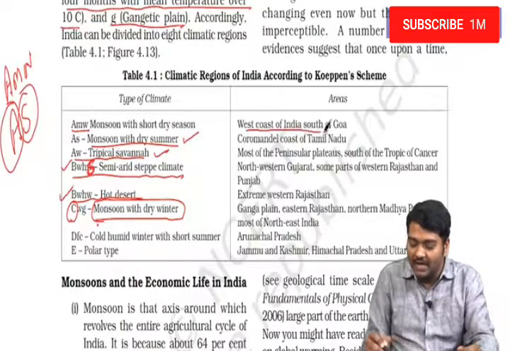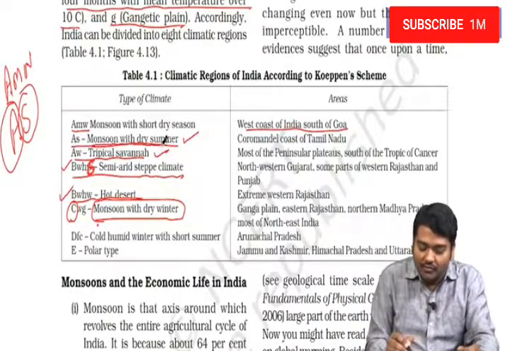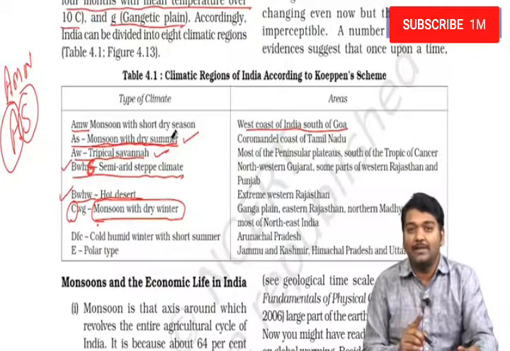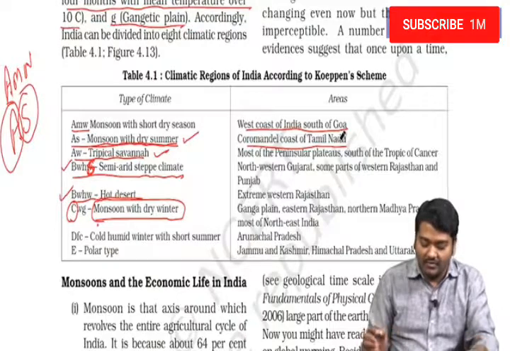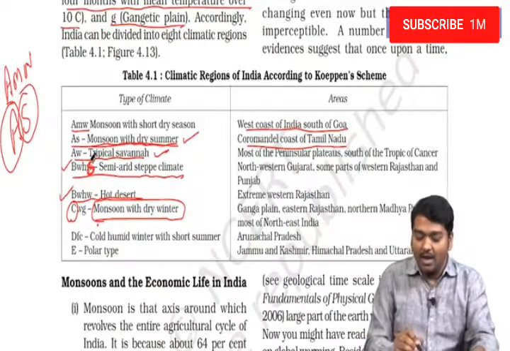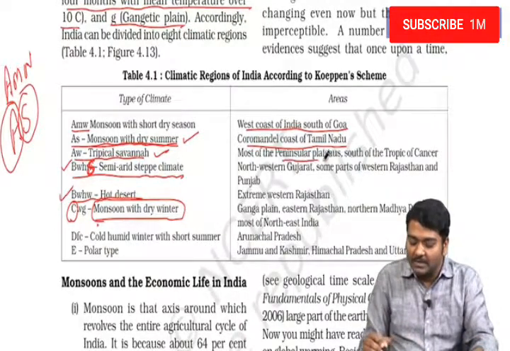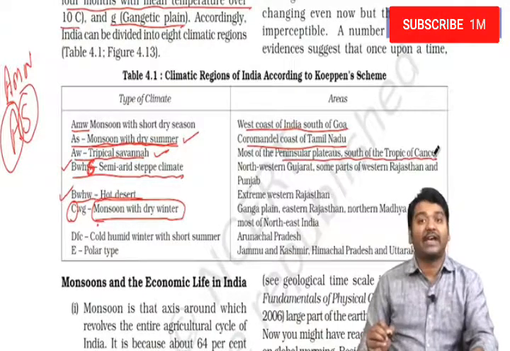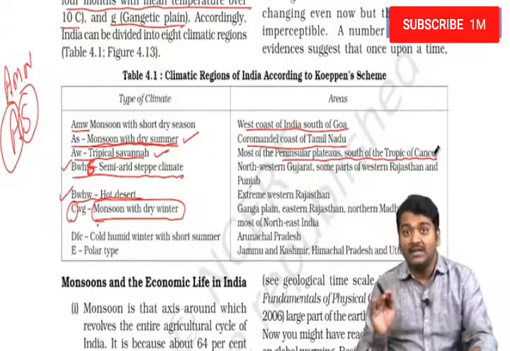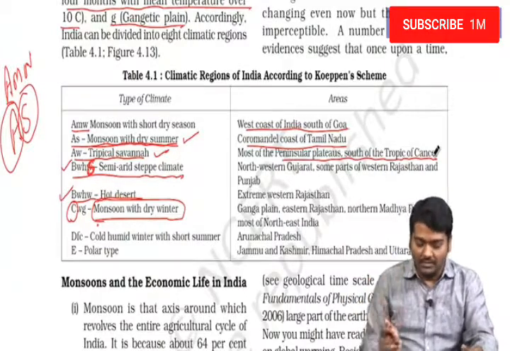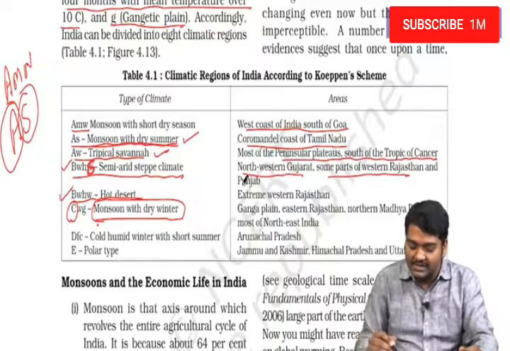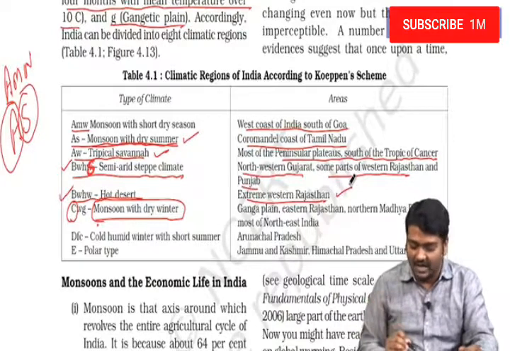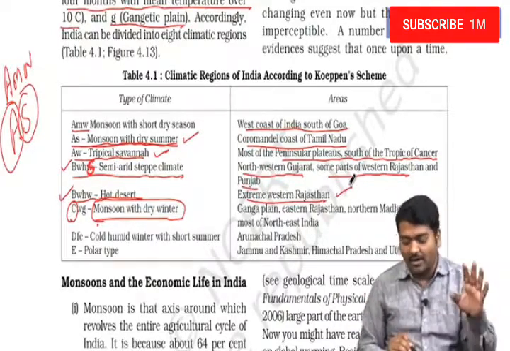AMW, west coast of India, south of Goa. Monsoon with dry summer. Usually monsoon is available in summer, but Tamil Nadu coast receives winter rainfall. So monsoon climate with dry summer. Tropical savanna, most of the peninsular plateaus south of the Tropic of Cancer, especially on the eastward side of the mountains. BWHS, northwestern Gujarat, some parts of western Rajasthan and Punjab. Hot desert, extreme western Rajasthan, where there won't be any rainfall at all.